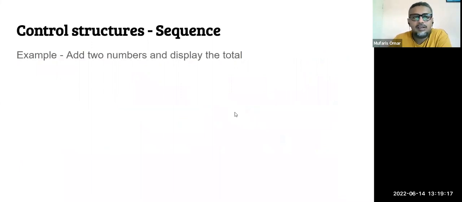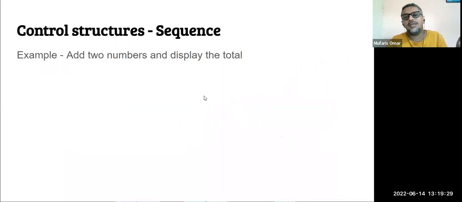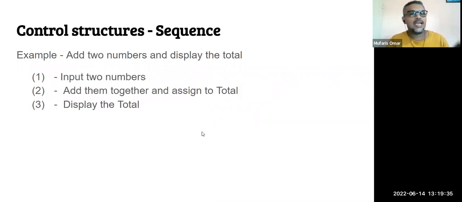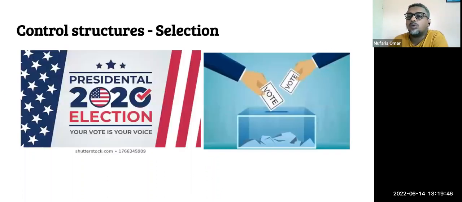Right. Okay. We'll take another example. Add two numbers and display the total. Very simple one. Okay, now look at this one. You don't need to write down this. Maybe you know, right? So we take two numbers here, add them together, and you get the total. Can you change the steps here? You can't change the steps here. This is sequence one, right? So basic one is sequence. Okay, the basic one.